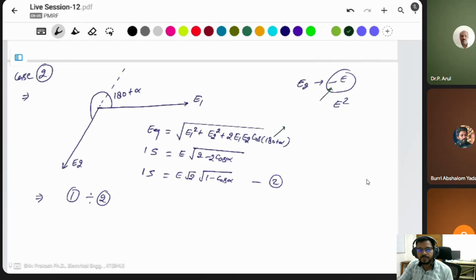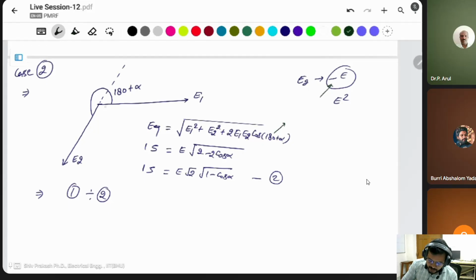Opposite direction means that the angle between E1 and E2, which was alpha earlier, now has a total of 180 degrees, from which we subtract alpha. So the remaining is 180 minus alpha. Both are the same, 180 minus alpha and 180 plus alpha. Cos of 180 minus alpha is minus cos alpha, so both are the same.